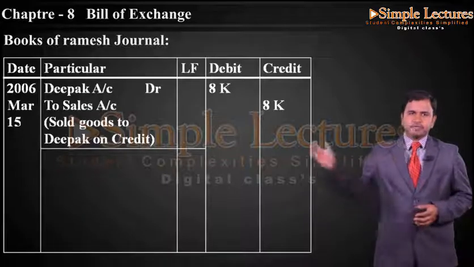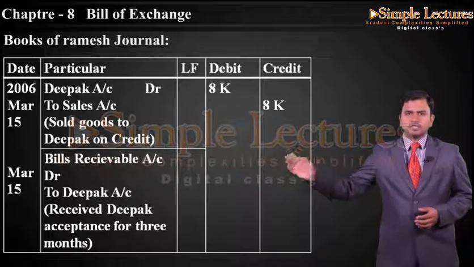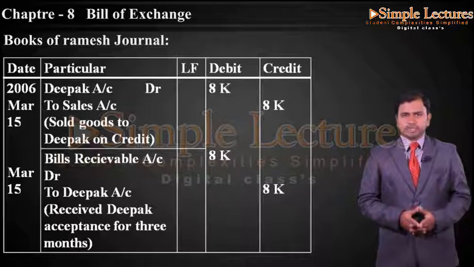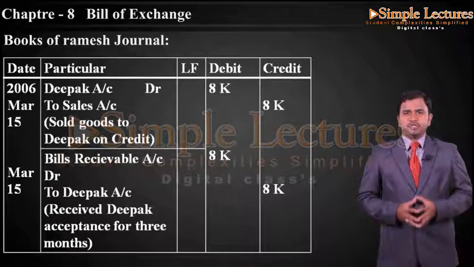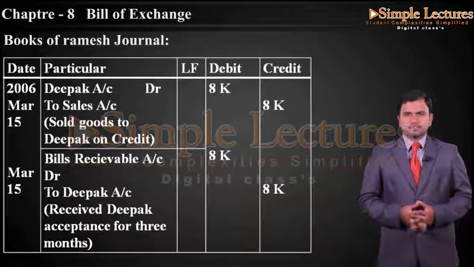And the second entry will be for the acceptance of the bill, on the same date, 15th March 2006. Bills receivable account debtor to Deepak account 8,000 debit and 8,000 credit. Narration will be received Deepak's acceptance for 3 months.